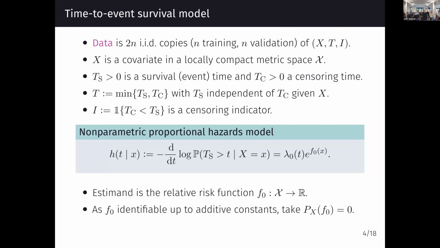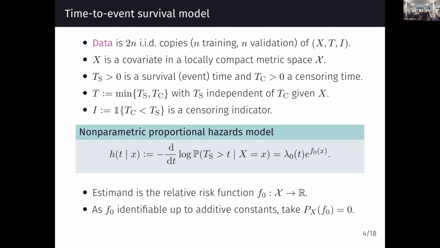And there's a bit of a technical subtlety here, which is that this term f0 is actually only identifiable up to additive constants, right? If I take that equation and I add 1, say, to f0, as long as I then divide lambda 0 by e, I get exactly the same model. And so there's no way to learn this from data. This is just unidentifiable up to this constant.